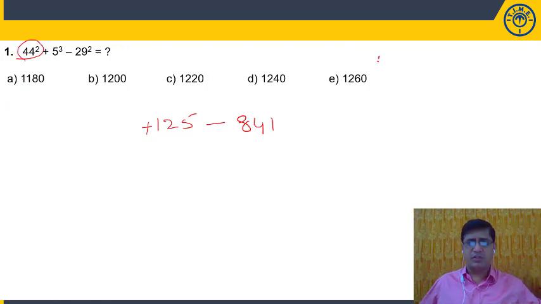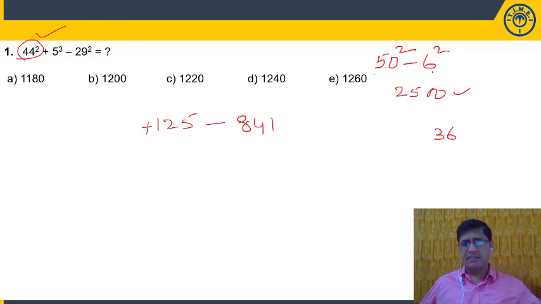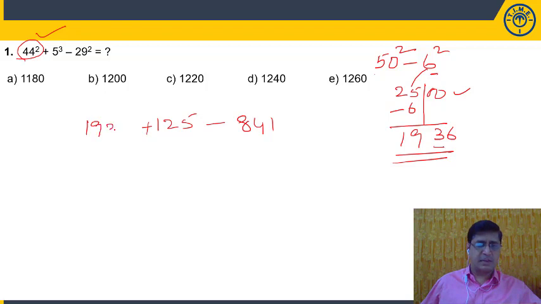44 square means, if you observe this question carefully, it is very close to 50. So how much less than 50 is it? It is 6 less than 50. So how to find the square of 44 without using pen and paper? Just observe the 50 square. What is the 50 square? 2500. Okay, what is the 6 square? It is 36. So 50 square is equal to 2500, 6 square is equal to 36. Now just subtract 6 from 25. When you subtract 6 from 25, the result is 19. So what is the square of 44? It is 1936. Am I clear?